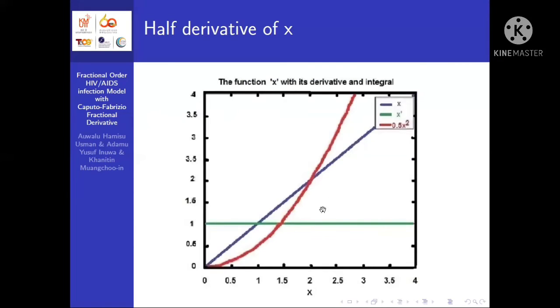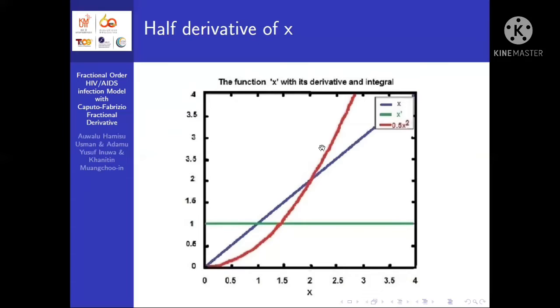So here we are trying to show the behavior of the function in a graph. If we take the blue line, which is the original function, a straight line, and if we differentiate, as we know the derivative will be constant, which is 1, it is given by a constant straight line. And also the integral of this function is given by this curve.